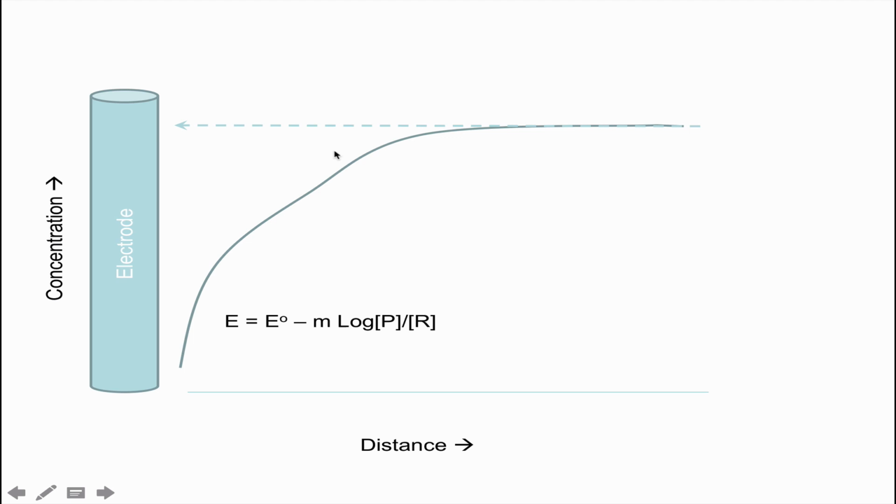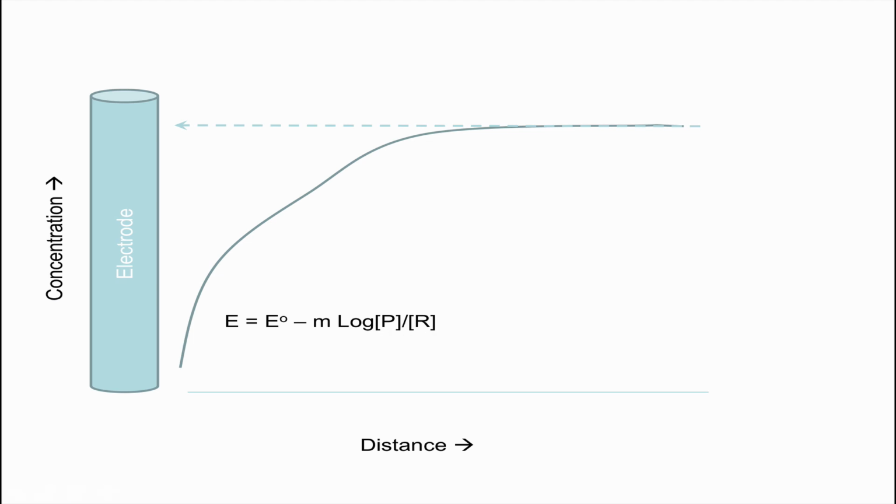the electrode, and this decrease in concentration, as a result, changes the concentration right at the surface of the electrode, and if the concentration at the surface of the electrode changes, then the value of the voltage changes as defined by the Nernst equation, where P is products and R is reactants.